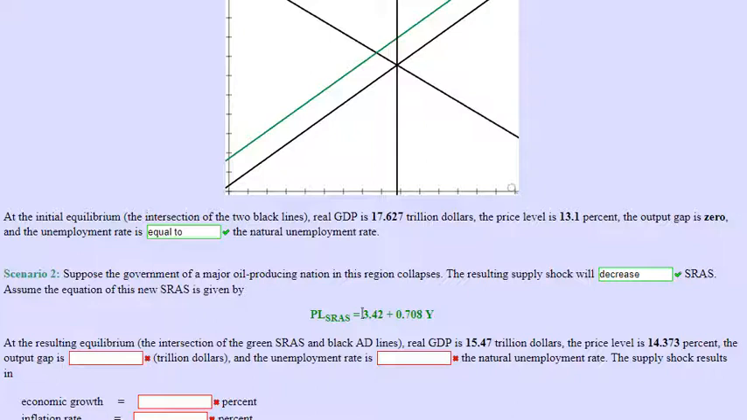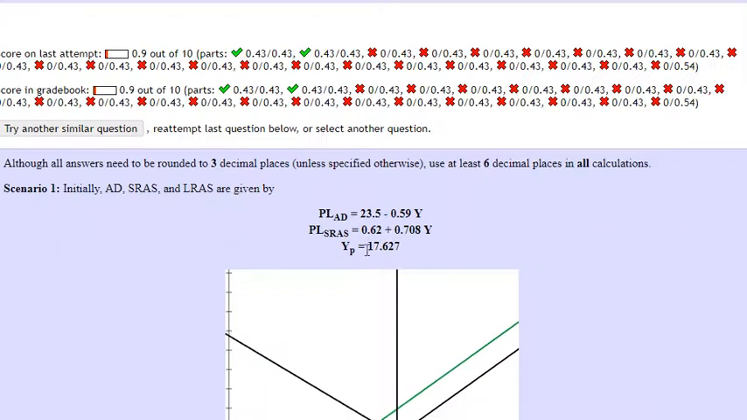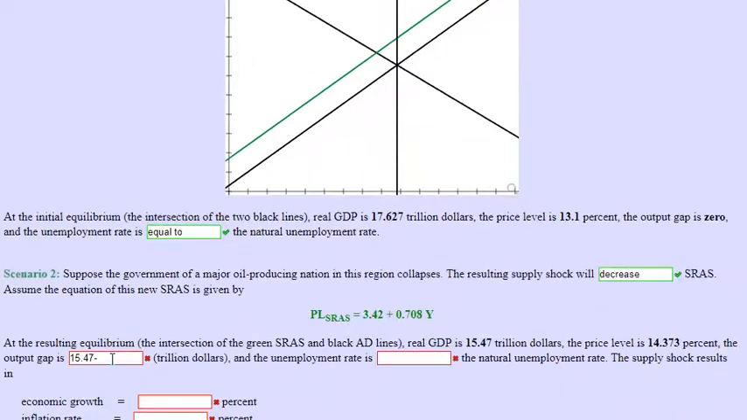The output gap, now there's an output gap, right? Because GDP is 15.47 and potential GDP is 17.627. The unemployment rate, see, we're here at this point, right? We were here where unemployment equals the natural rate. Now we're here, resources are being underutilized. Unemployment is high, so that means the unemployment rate is greater than the natural rate of unemployment.